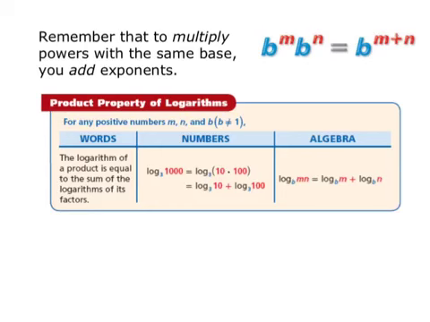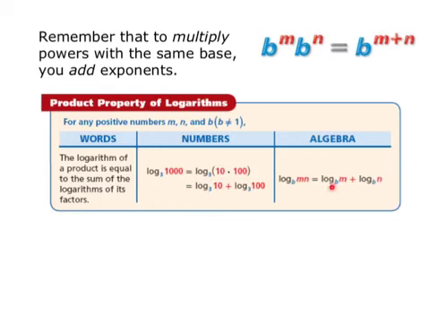Okay, I have log base 3 of 1,000. That's equal to log base 3 of 10 times 100. 10 times 100 is 1,000. So log base 3 of 10 plus log base 3 of 100. Okay, these are equal. If I have the same base, if you're adding logarithms, it's the same as multiplying them.